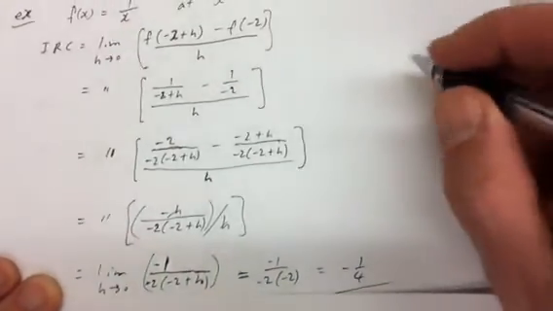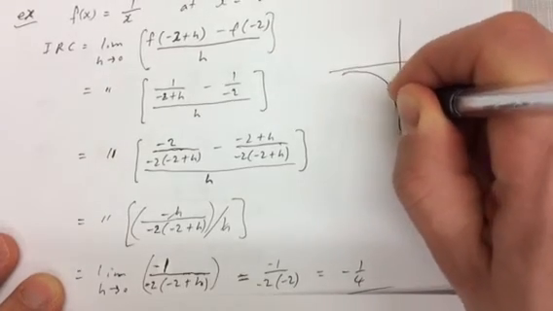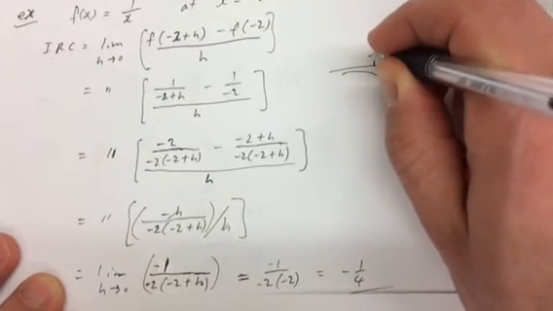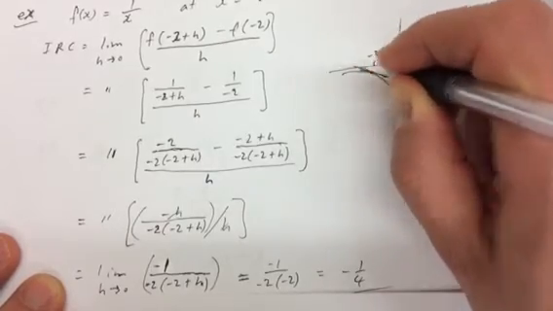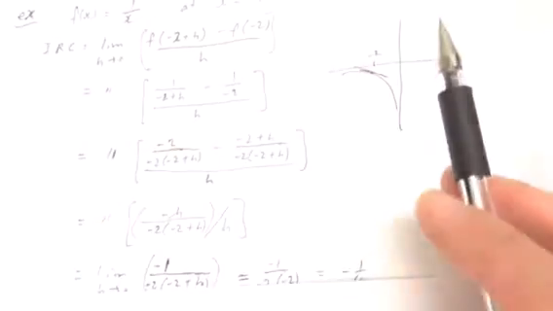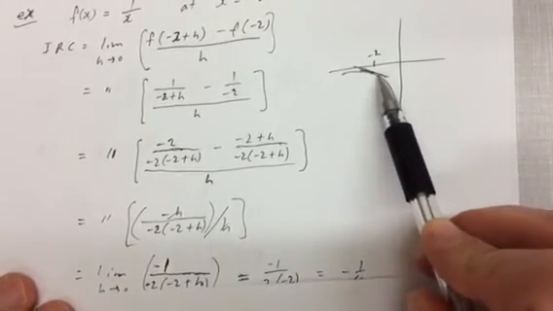We can draw the graph of that to see if that makes sense. So 1 over x on this side, at x equal to negative 2, the slope is negative 1/4. That makes sense. Okay, so that makes sense for that graph. That might be negative 1/4.